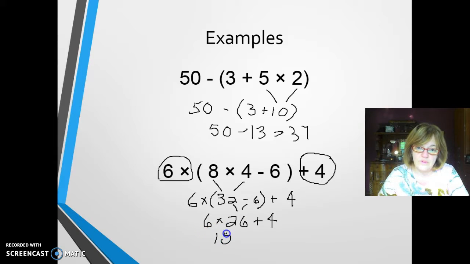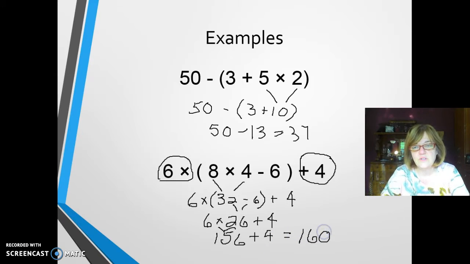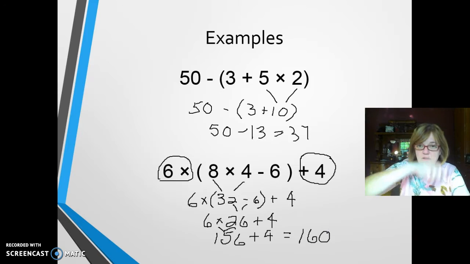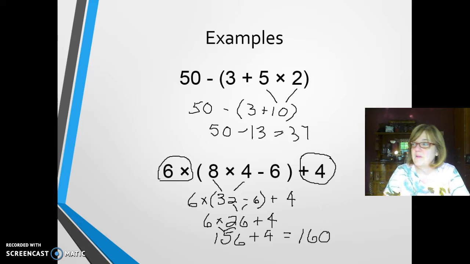I get 156. So I did these two. Okay. 156 plus 4. Ooh, I think I can do this in my head. Now we can add them. Now, if I went too fast, rewind, watch this again, because we're going to go on to another problem.